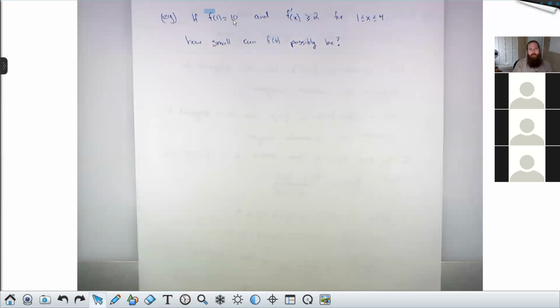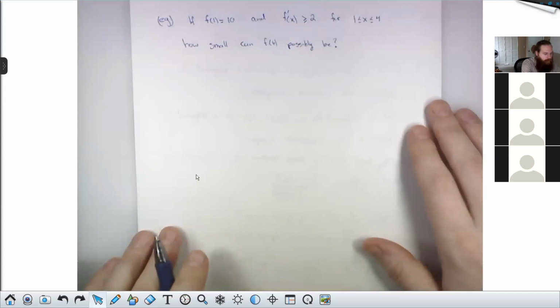So kind of what they're saying is, here you've got a point on the graph. (1, 10) is on the graph of f. And here they tell you that the rate of change for the function is always bigger than or equal to 2. And they want you to use that information to figure out the smallest f of 4 could possibly be. So it's like, if you start here and you never go faster than this, how small could that be? I guess it's really, if you start here and you never go slower than this, how small could this be? So let's write down what MVT says.